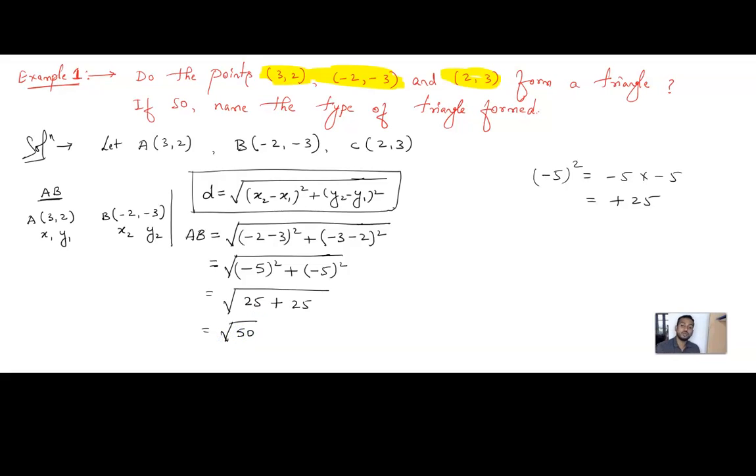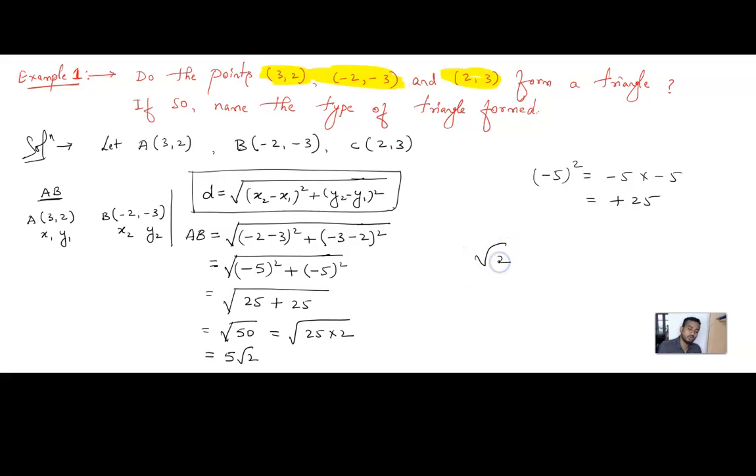That is root 50. See children, 50 is a multiple of 5, right? So which is a perfect square in 5 tables? That is 25. So we can write here 25 into 2 is 50. What is root 25? If 25 comes out from the root, it becomes 5, because 5 fives are 25. So root 25 is 5. Then what is left out? 2. That is root 2.